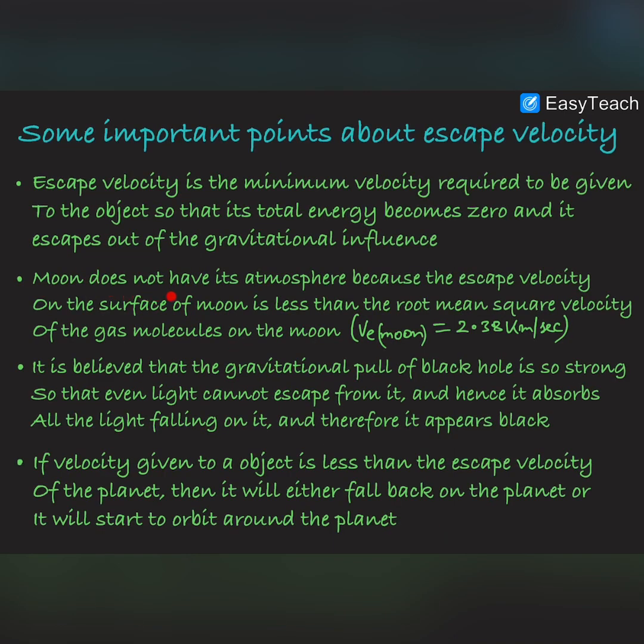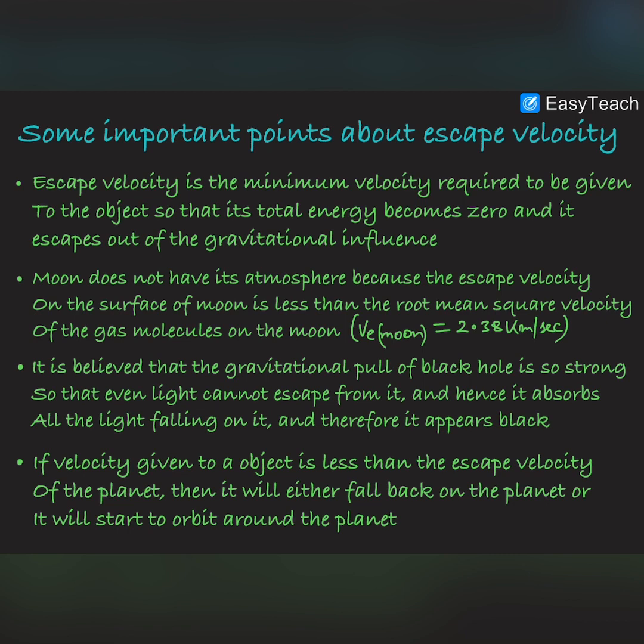Okay, if we talk about the moon, we know that there is no atmosphere around the moon. This is due to the fact that the gases situated around the moon have an RMS velocity which is greater than the escape velocity of the moon.